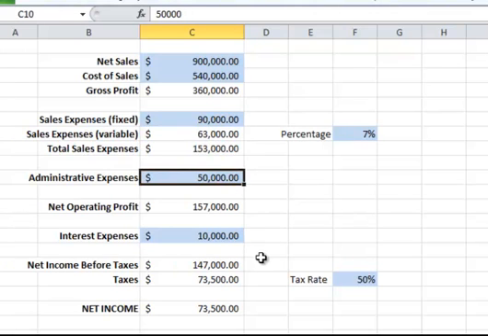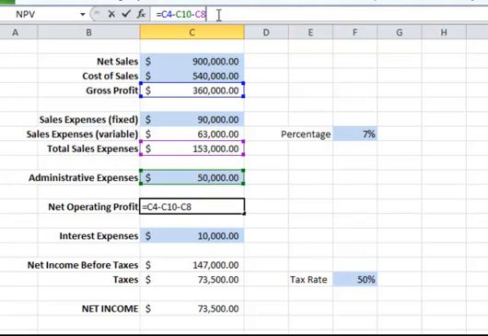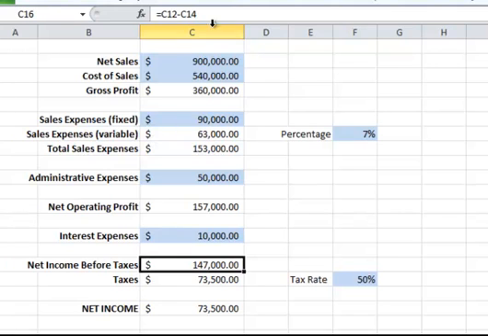They told us what our administrative expenses were. So our net operating expenses were simply our gross profit minus our sales expenses minus our administrative expenses. Told us what interest was. That would allow us to calculate income before taxes, which was simply our net profit minus our interest expense.